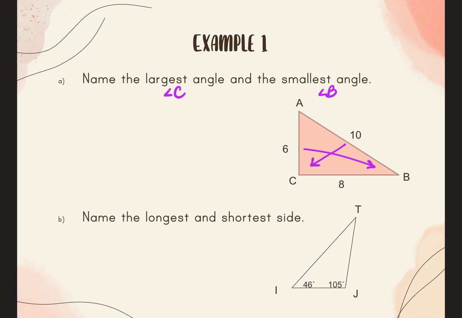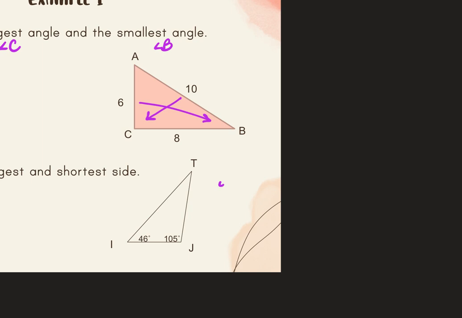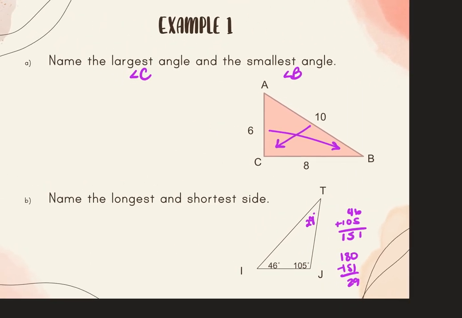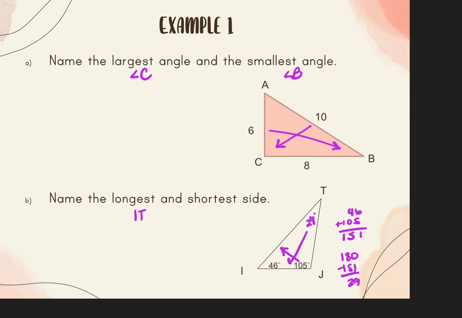B, name the longest and shortest side. So for this, I need to find that missing angle. If 46 plus 105 gives me 151, and I subtract that from 180, 29 is the remaining angle. So the longest side is opposite the largest angle, which would be IT or TI. And the shortest side would be opposite the smallest angle, which would be IJ.